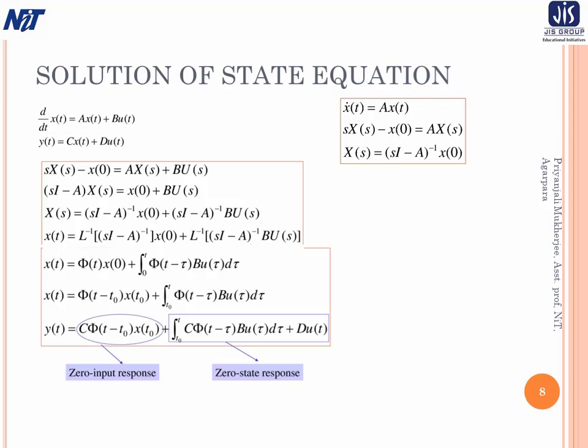Now this phi of t represents the state transition matrix, and the state transition matrix is the inverse Laplace transform of the resolvent matrix. The term phi of t into x0 represents the zero input response, and the term phi of t minus tau into Bu(tau) represents the zero state response of the given system. And y(t) is the total response, which is nothing but the summation of the zero input response and the zero state response.